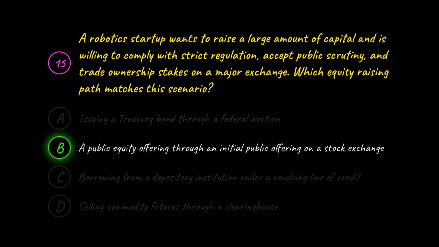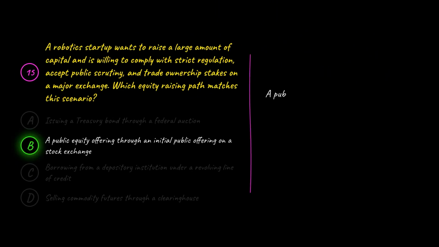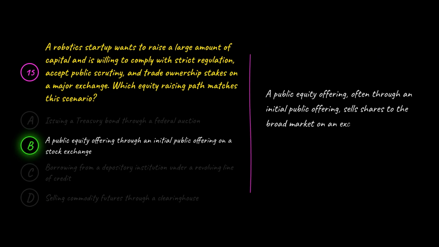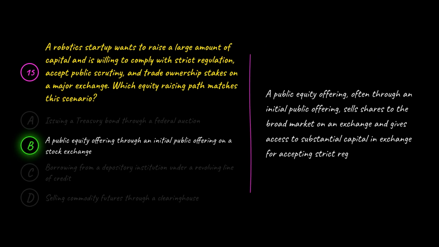The correct answer is B. A public equity offering through an initial public offering on a stock exchange. B is correct because a public equity offering, often through an initial public offering, sells shares to the broad market on an exchange and gives access to substantial capital in exchange for accepting strict regulation and public scrutiny. The startup's preferences match this path.